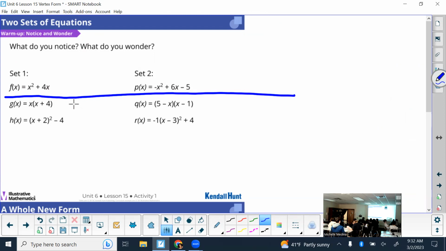Now, let me tell you, these are actually all quadratic functions. The others, if we distribute or FOIL it, whatever it multiplies out to, gives you this. So when it's fully simplified, what type of form is that? Standard form.